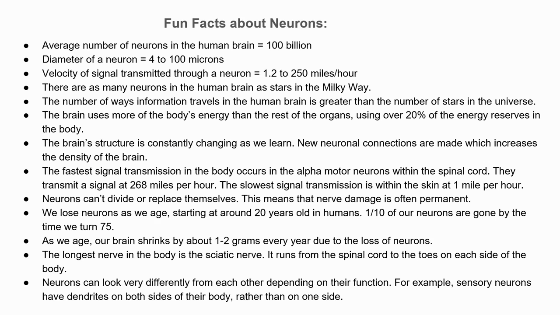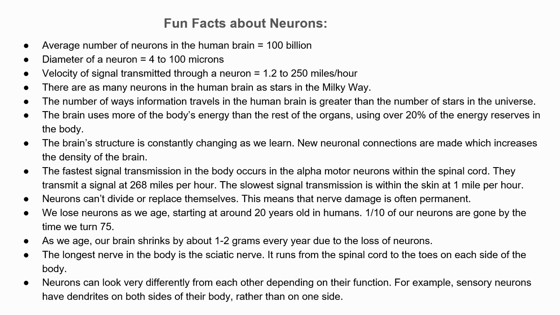Here are a few fun facts about neurons. Average number of neurons in the human brain equals 100 billion. The diameter of a neuron is around 4 to 100 microns. The velocity of signal that transmits through a neuron is around 1.2 to 250 miles per hour.